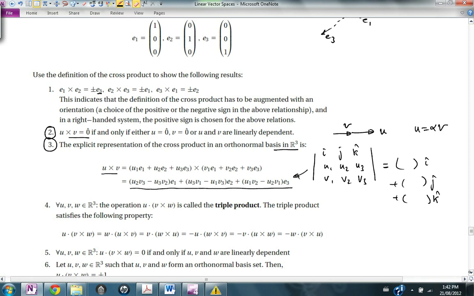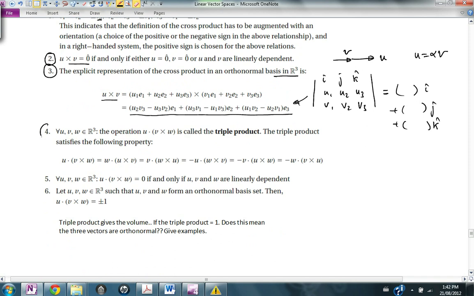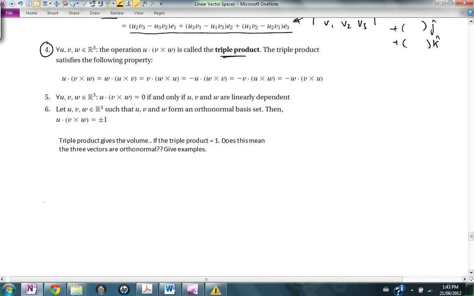Another important result of the above is the triple product. If I have three vectors U, V, and W, the triple product is defined as U dot V cross W. Let me just write them. So that's V cross W dot U.